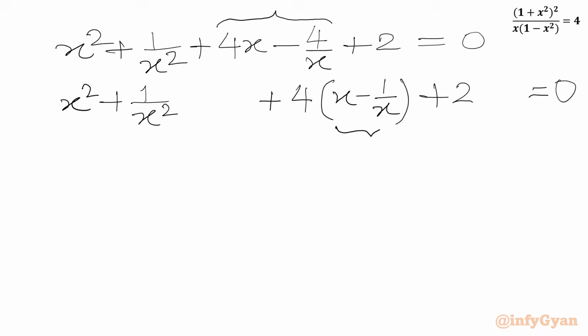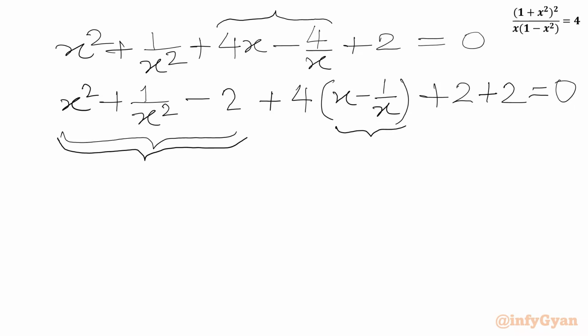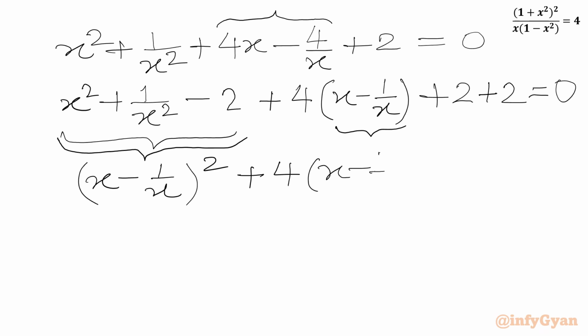Now here we have x minus 1 over x. So I will try to maintain x minus 1 over x whole square here. So I need minus 2. So I have to add 2 here. Now from these three terms I can write this is x minus 1 over x whole square. Then we have plus 4 times x minus 1 over x. Then we have 2 plus 2, 4. Right hand side is 0.